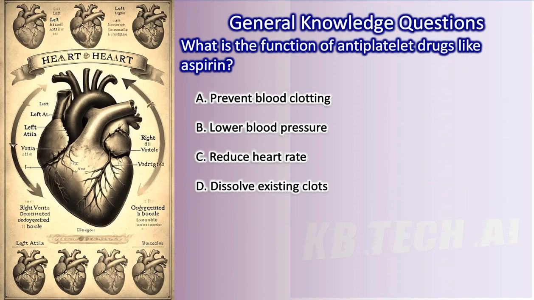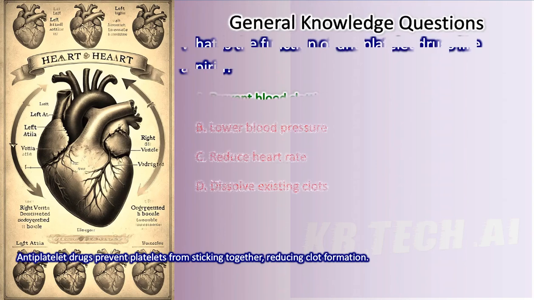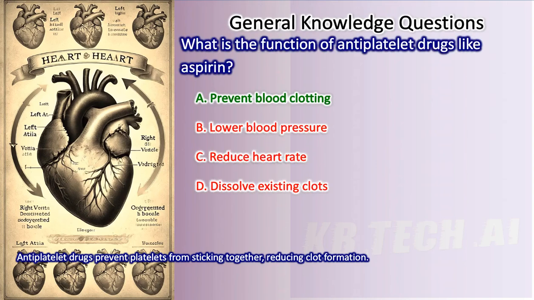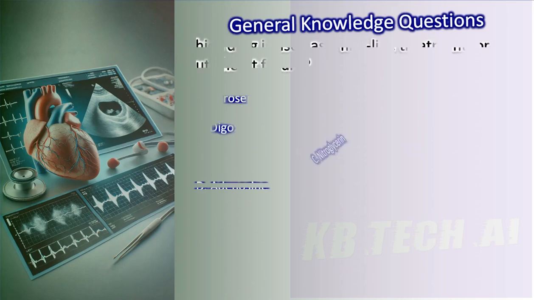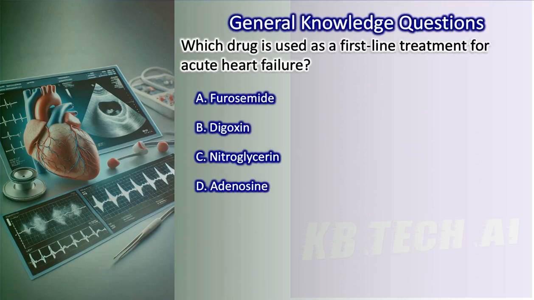Which is the function of antiplatelet drugs like aspirin? Option 1, prevent blood clotting. Option 2, lower blood pressure. Option 3, reduce heart rate. Option 4, dissolve existing clots. The answer is option 1, prevent blood clotting.